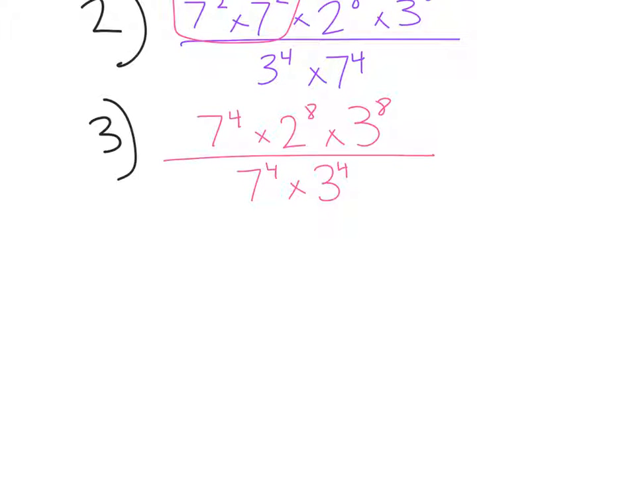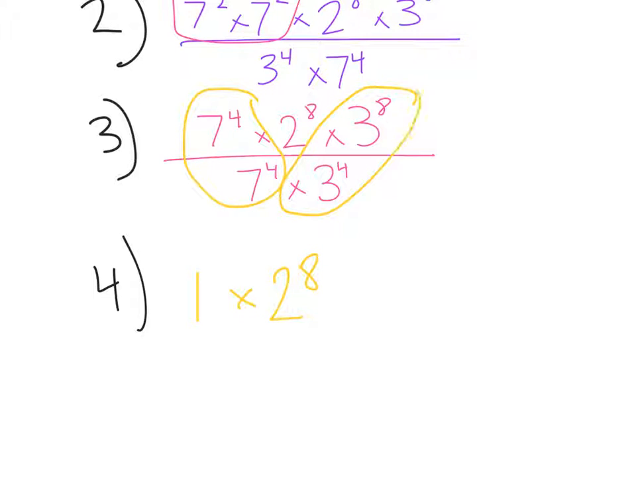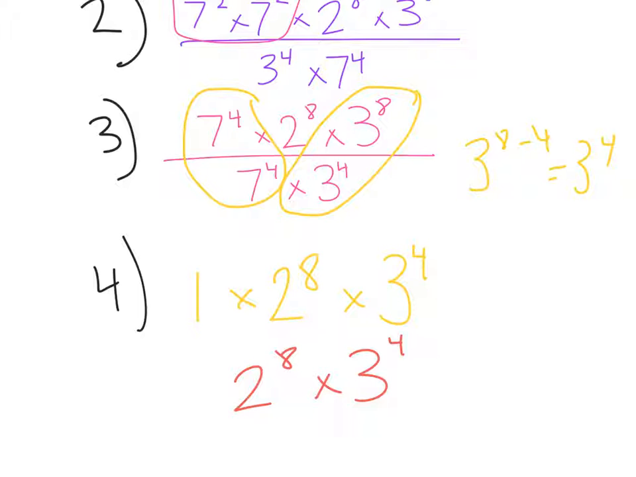Now, here is my hopefully last step. Step 4, we need to use the quotient rule. So let's switch to yellow. 7 to the 4th divided by 7 to the 4th, that's 7 to the 0. Anything to the 0 power is 1, so we'll just write it for a moment. There's nothing to divide the 2 to the 8th by, so it comes down. And then our last one, 3 to the 8th over 3 to the 4th becomes 3 to the 4th, because 3 to the 8 minus 4 equals just 3 to the 4th. So here's my last and final answer, 2 to the 8th times 3 to the 4th.